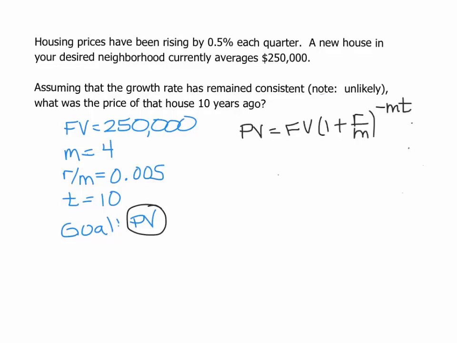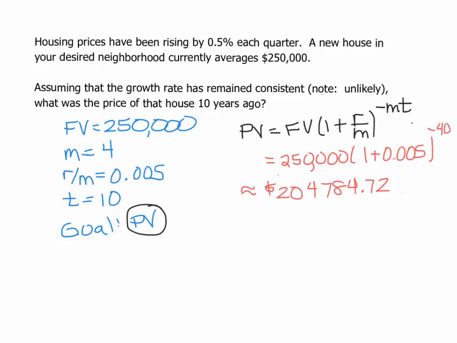Substituting in our values, we have present value is 250,000, 1 plus 0.005 to the negative 10 times 4, so that's going to be negative 40. This gives us approximately $204,784.72. Let's assume that we're supposed to round to the nearest hundred again. So the approximate price of our house 10 years ago was $204,800.